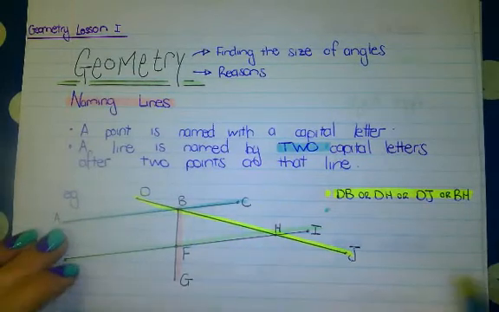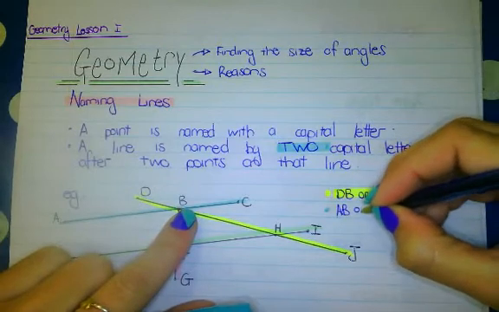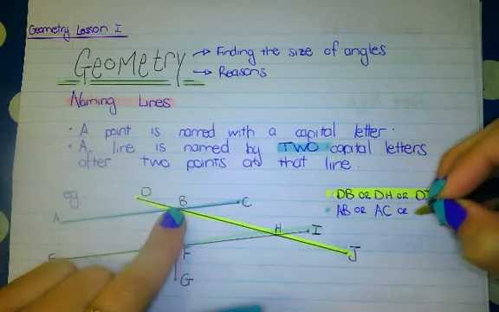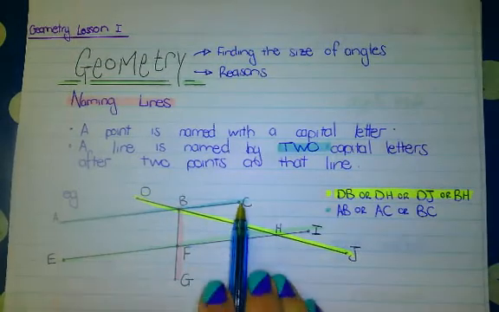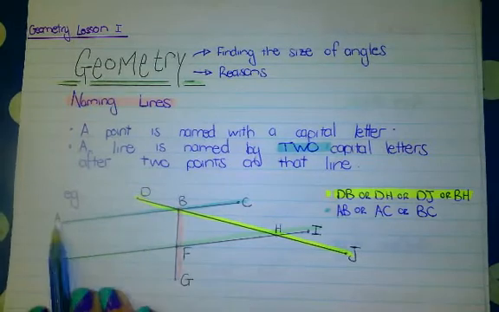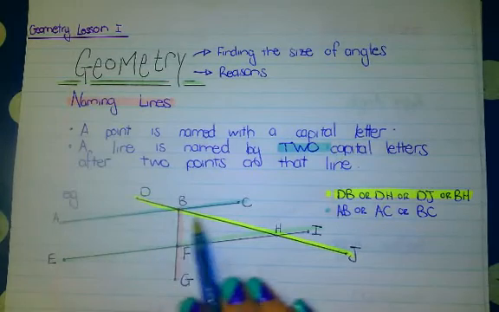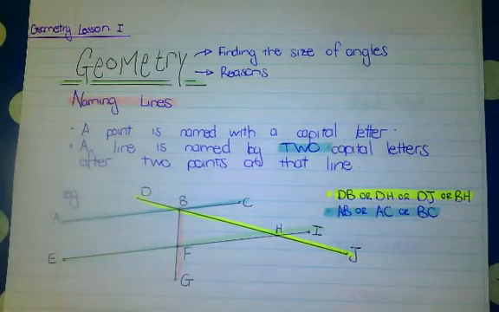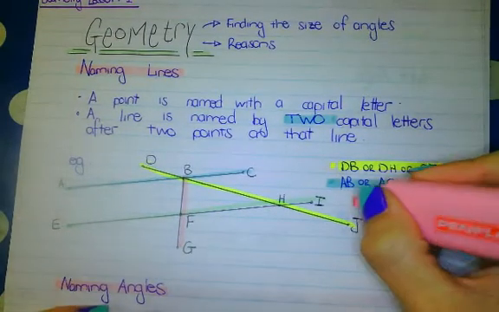So this blue line could be line AB, or it could be line AC, or it could be line BC, or it could be any of those backwards. We could call it CA, or BA, or CB if we wanted. Okay, as long as you've got 2 points that are on that line. So these are options for the blue line. I think we're getting the hang of this. I think you should be getting the idea.